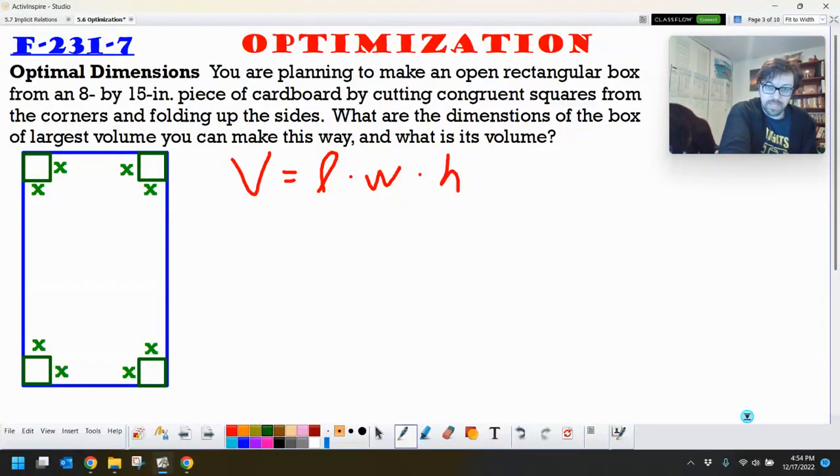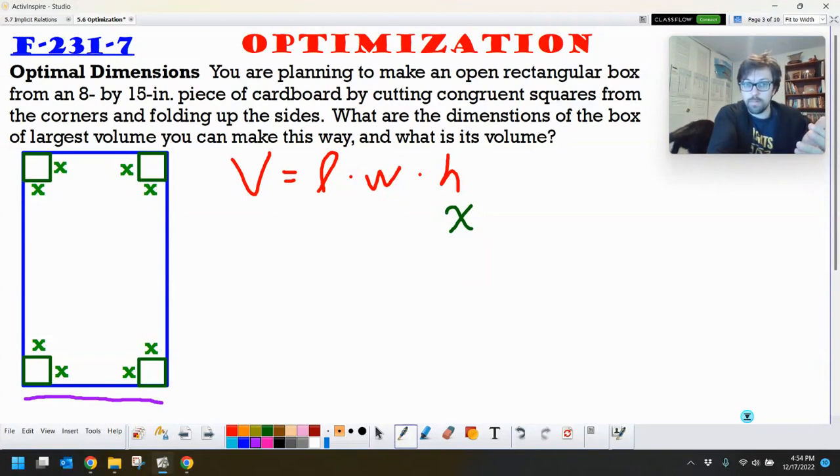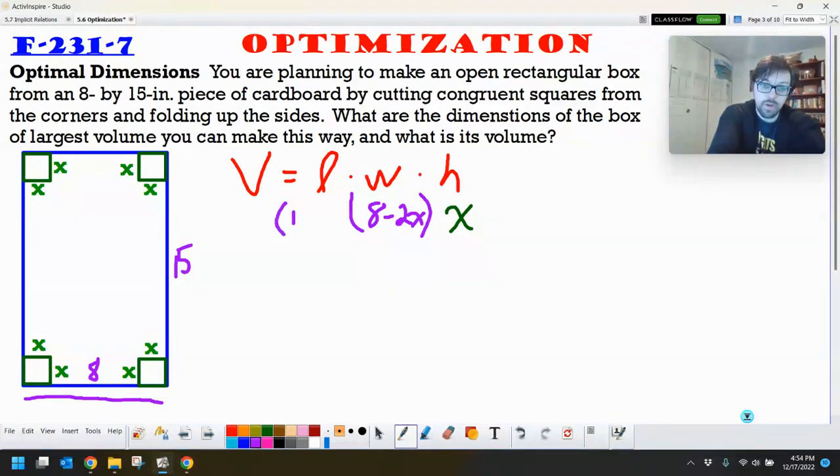Our height is going to be, as we fold up those edges, our x value. Whatever our x ends up being, that will be the height of our box. So that is x. Our width is going to be along this side down here. So it's whatever the width of our box is. And this side is 8, and this is 15. They told us that up top. So our width is going to be 8, but it's going to take out 2 of those x's. So our width is 8 minus 2 of our heights. Same thing's going to happen with our length. It's going to be 15 minus 2 of our heights.